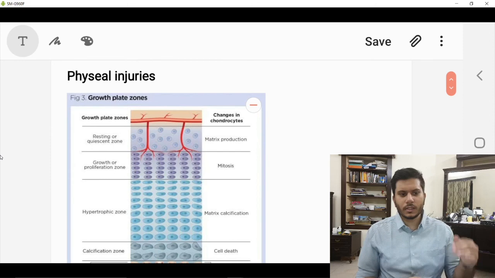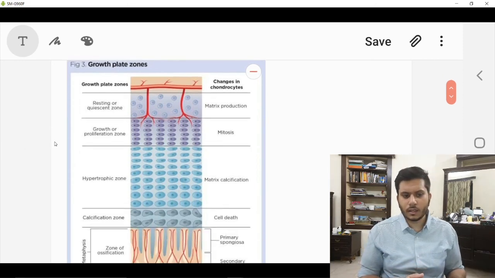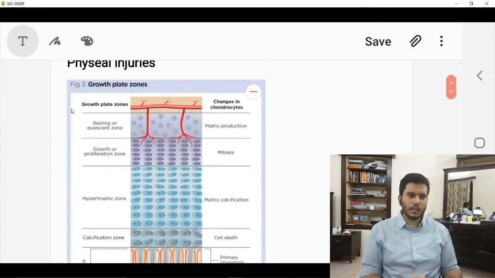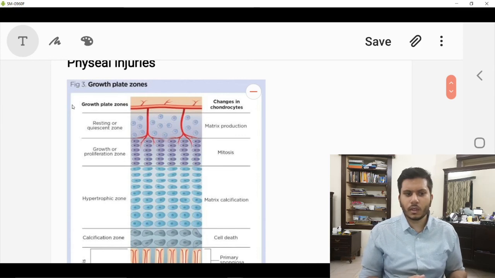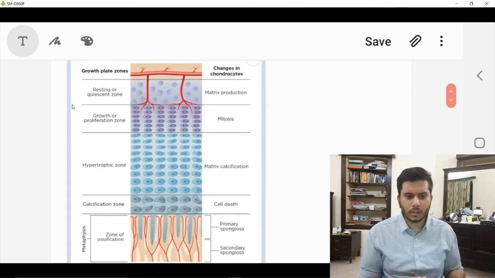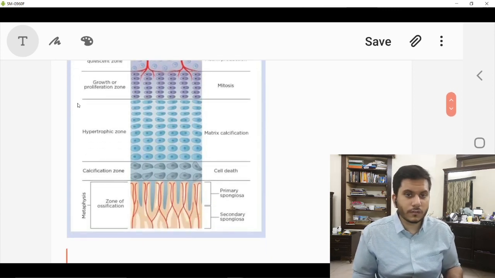So we'll start from top to bottom, the top being the closest to the epiphysis and the bottom being the closest to the metaphysis. You can see there are a total of 5 layers, and we can remember this by the mnemonic: Real people have career options. So R is for resting zone, P is for proliferative zone, H is for hypertrophic zone, C is calcification, and O is zone of ossification.